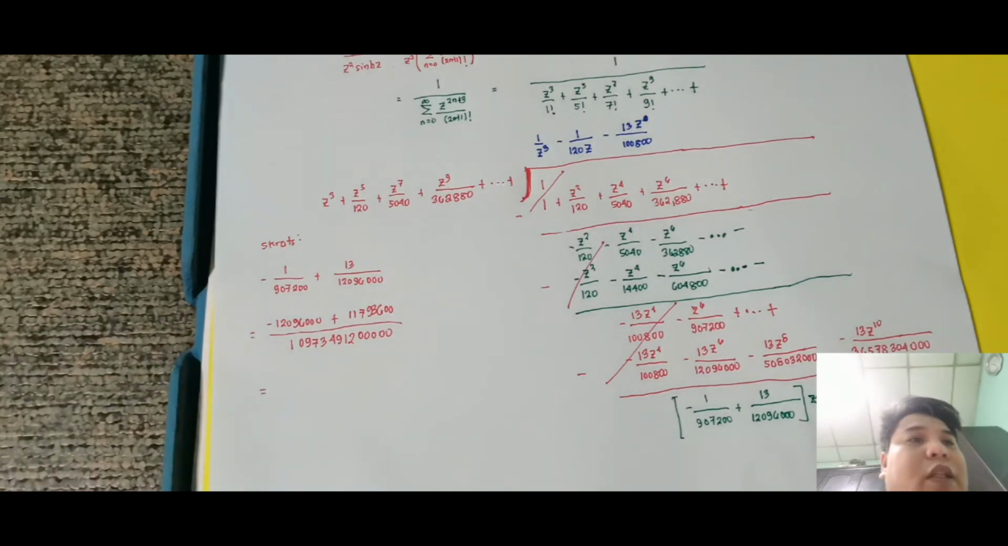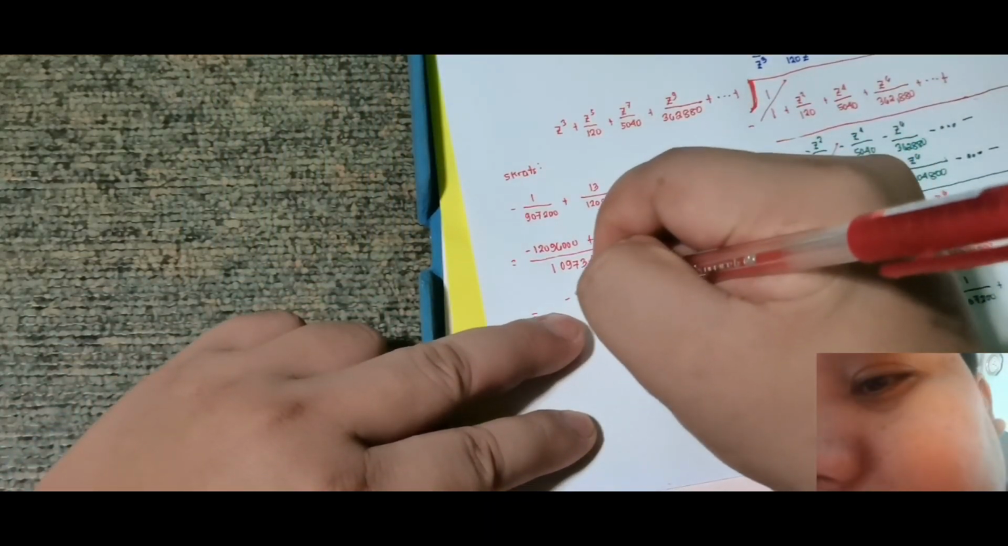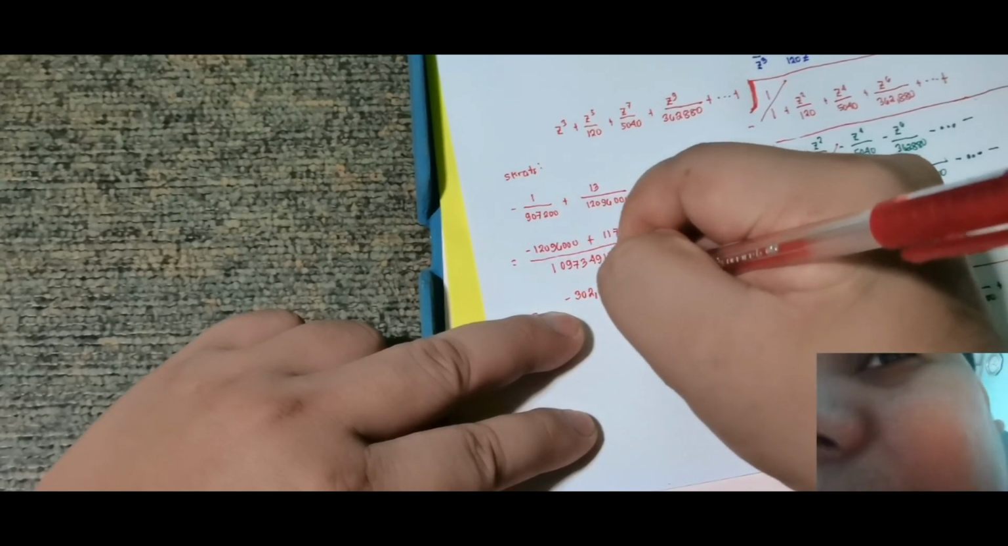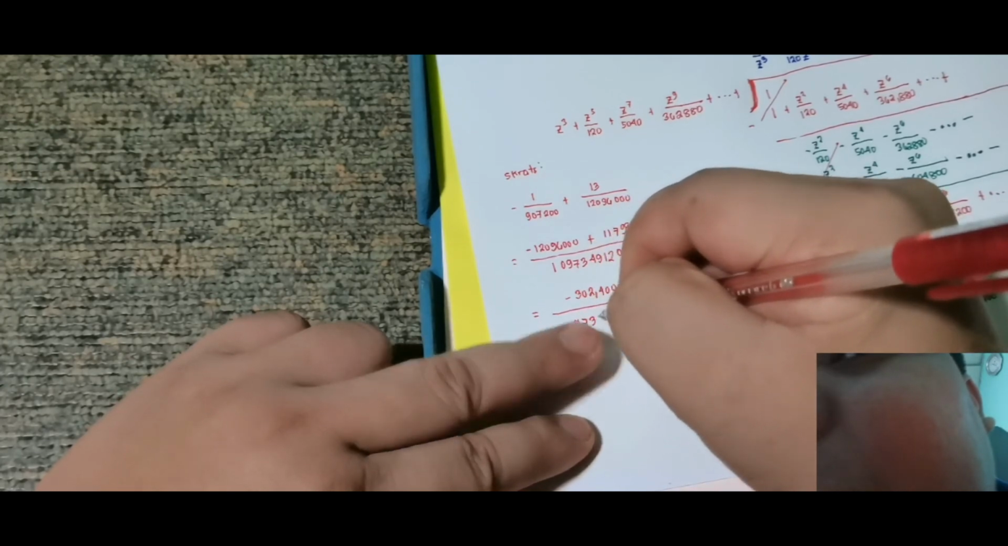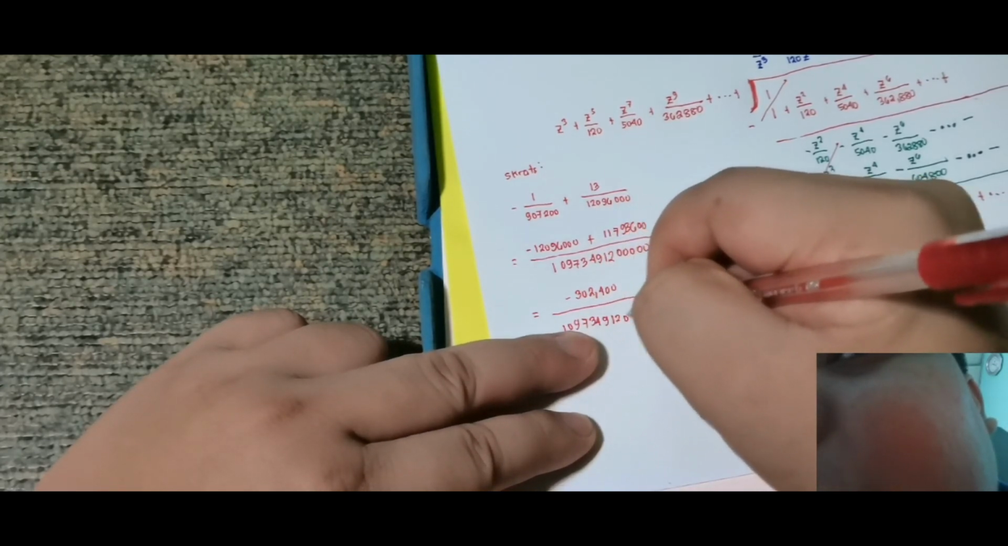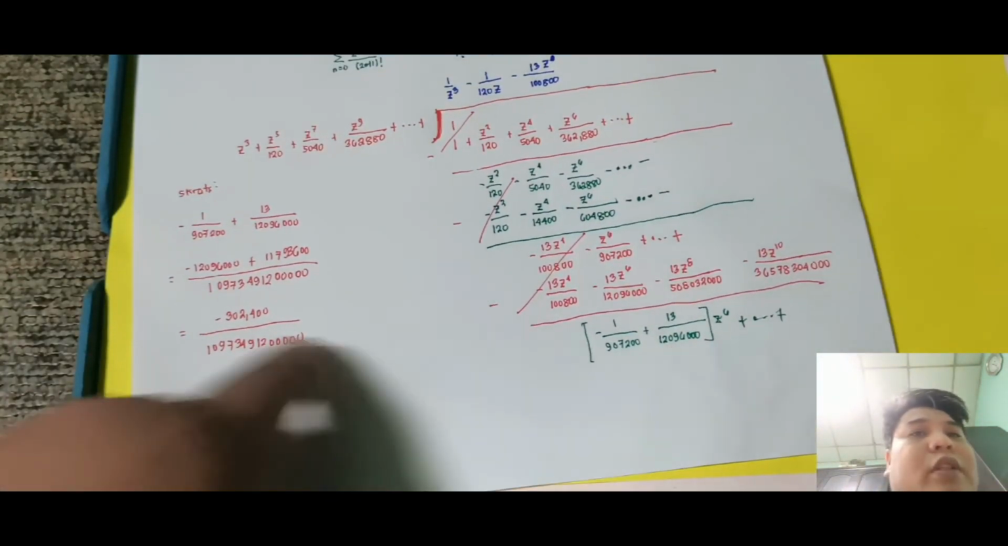Okay, so again, add na lang natin yan. Medyo may nag-skip yata sa video. May stop. Napindot ko yata. So again, negative 120,960,000 plus 117,936,000, no? That is negative 302,400 all over yung ating denominator. Okay, so yan yung z raised to 6 na multiply.